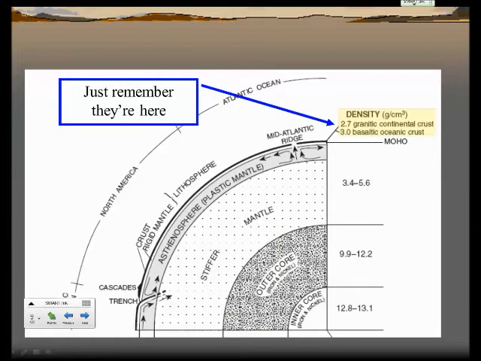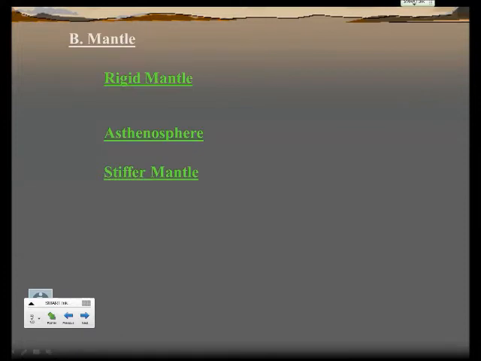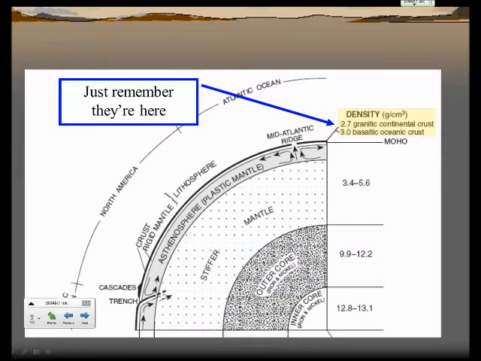And here in your reference tables, they do mention this. There's your density, right there. My pen is not working correctly. Let me go back. 2.7 for the granitic crust, 3.0 for the basaltic ocean crust. Just remember they're there. You don't have to memorize the numbers, but they are there to look at.